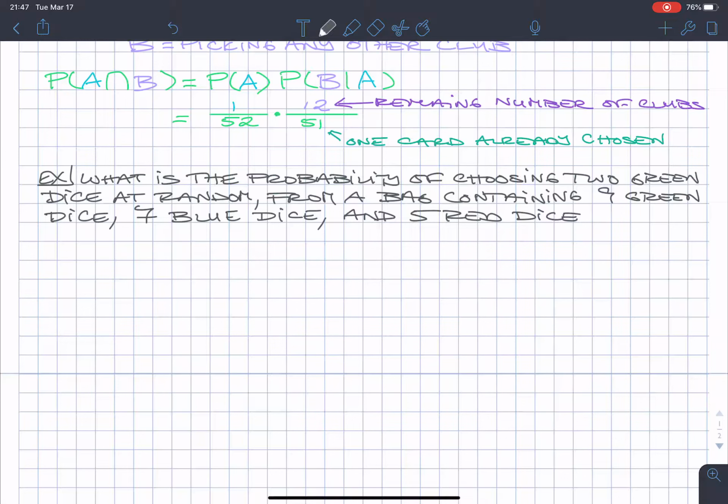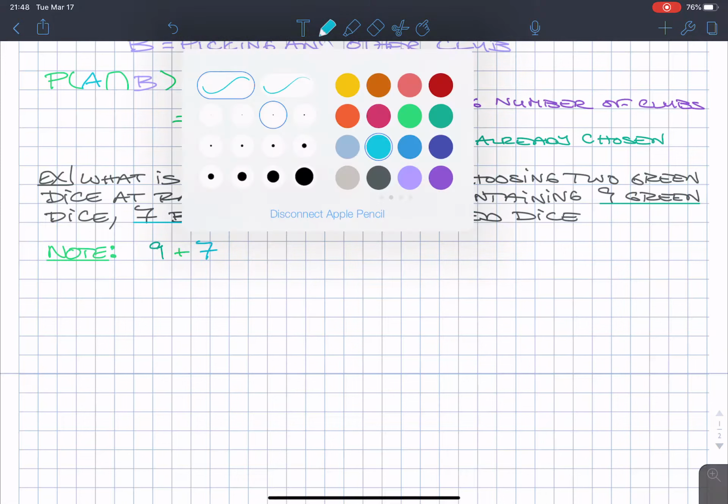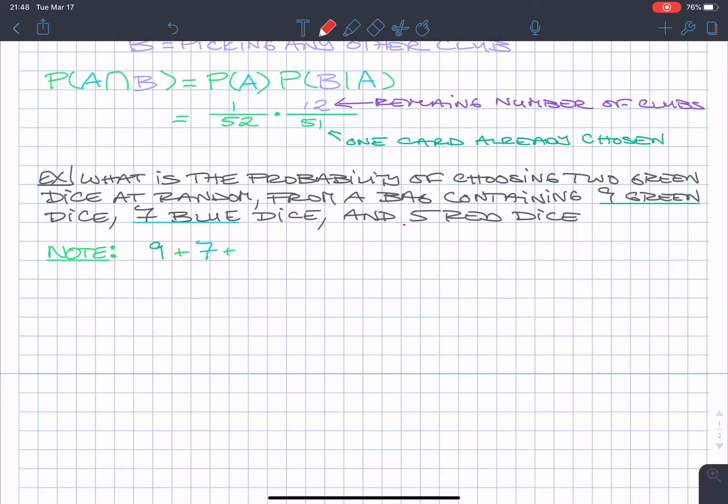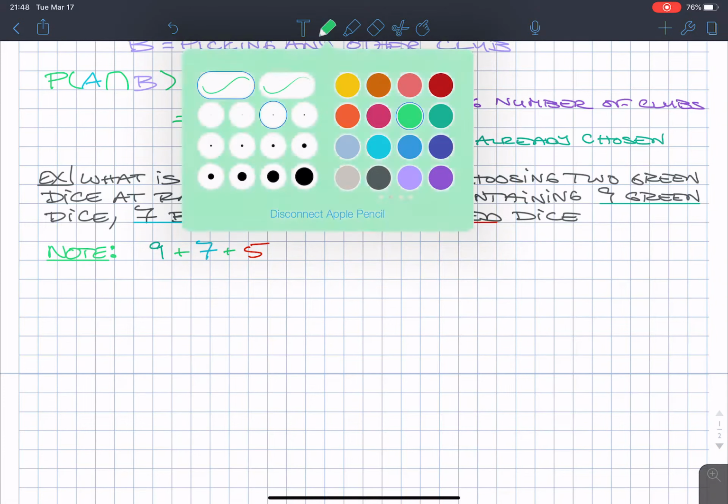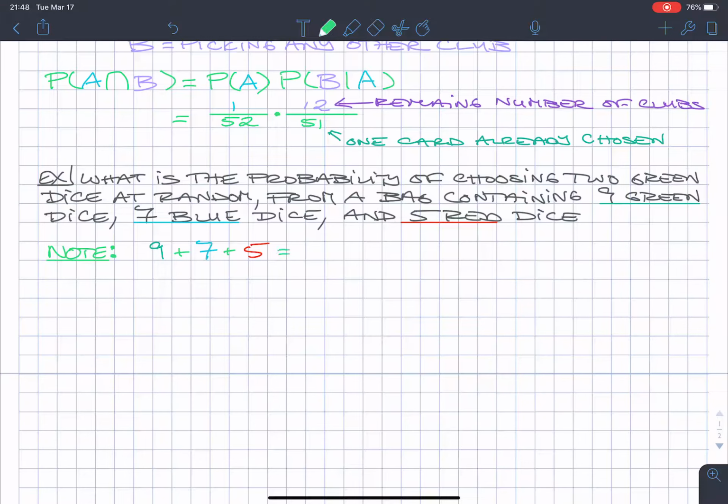So much like with the deck of cards, I need to know how many dice are in total. So note, there's going to be 9 green dice, so 9, plus 7 blue dice, plus 5 red dice, so plus 5. So that gives us 21 dice total, so 21 total dice in the bag.